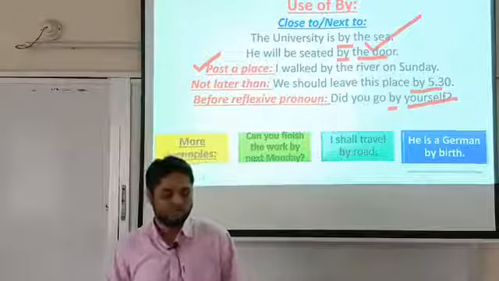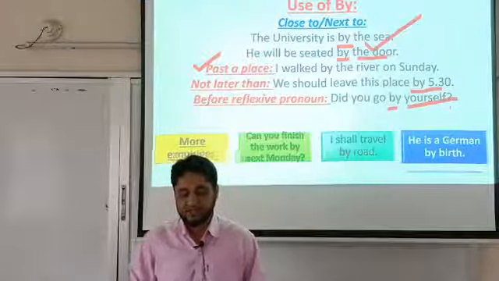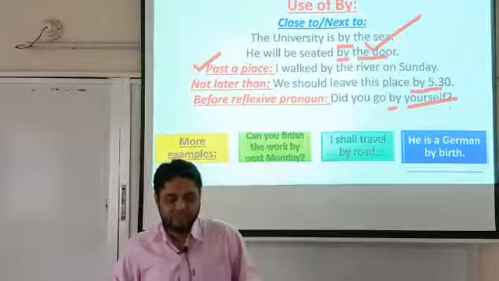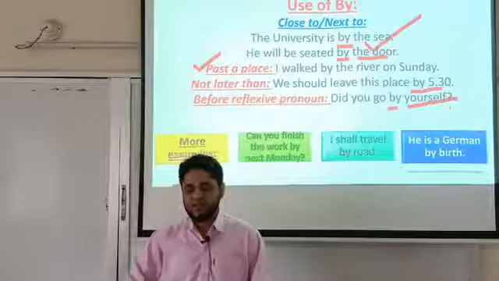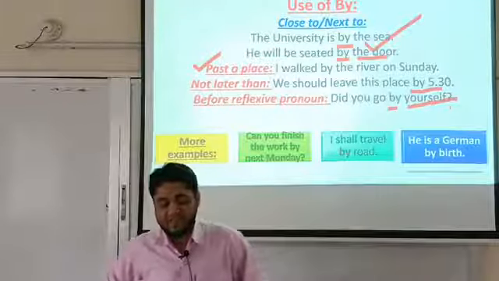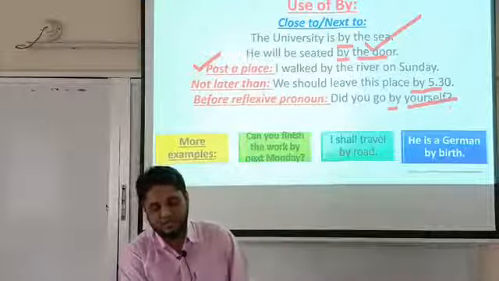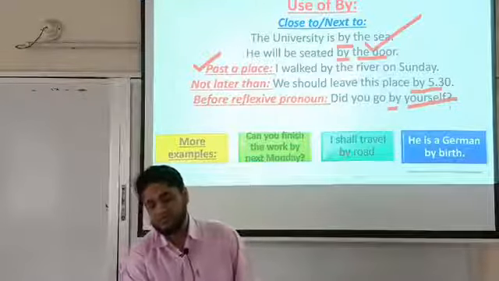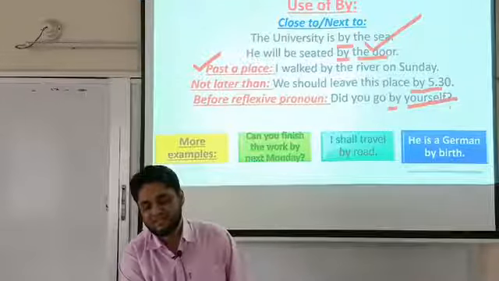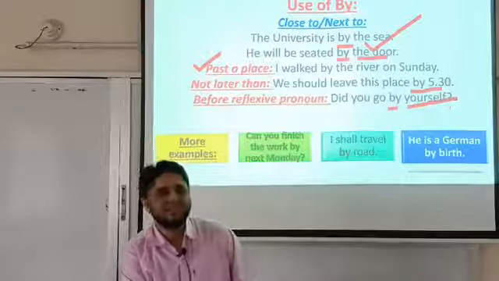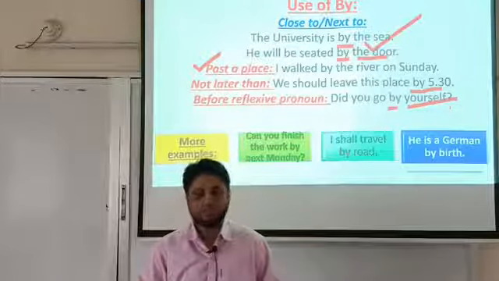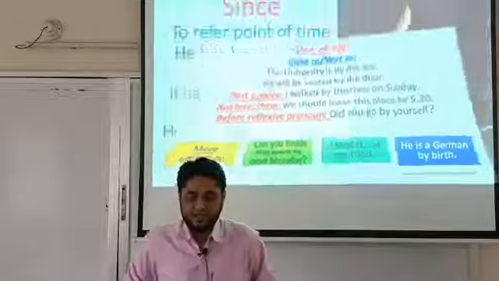Here are some more examples, dear students. The first sentence is, can you finish the work by the next Monday? And the second sentence is, I shall travel by road. And we can also use by like this: he is a German by birth, he is Bangladeshi by birth, etc. I think you can understand. So let's see what our next slide tells about it.